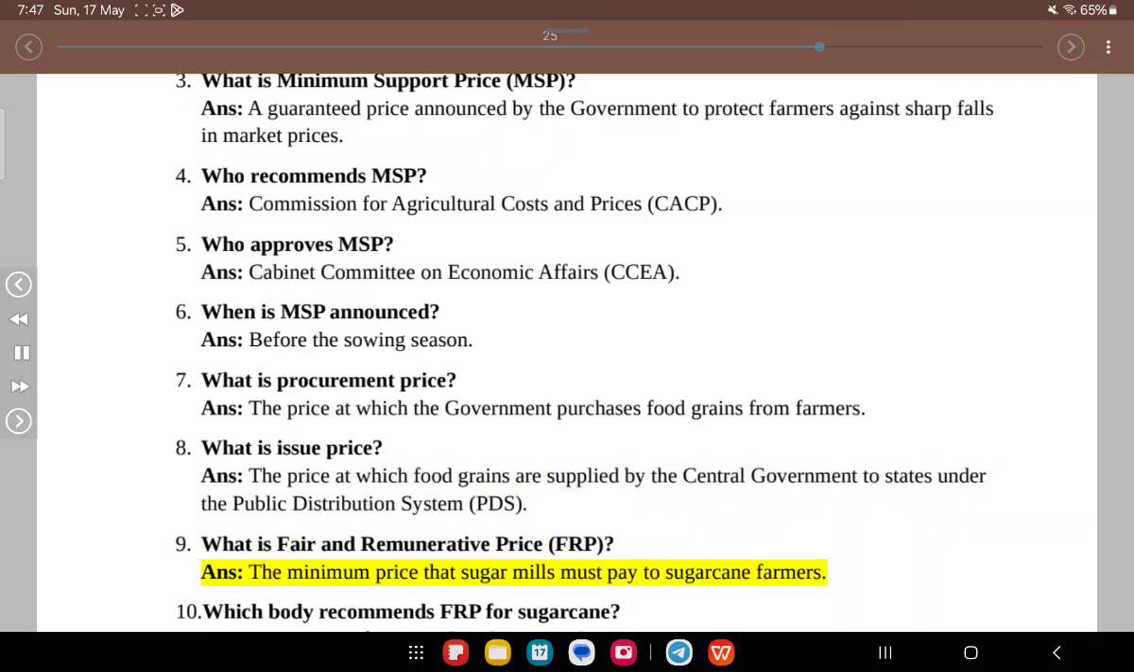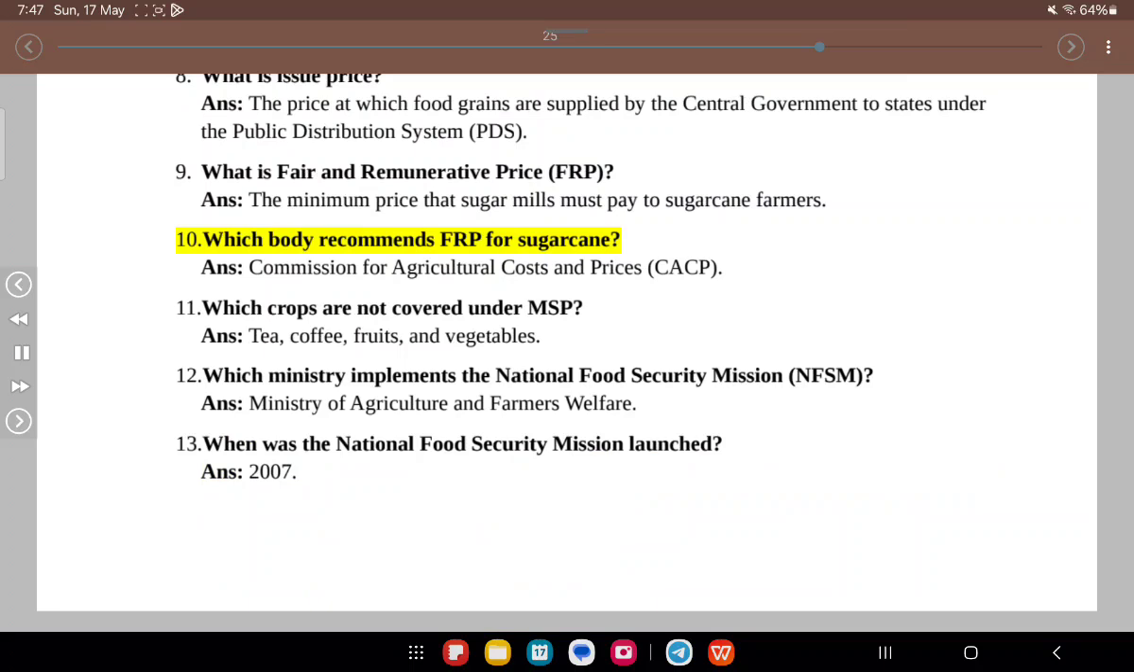9. What is fair and remunerative price FRP? Ans. The minimum price that sugar mills must pay to sugarcane farmers. 10. Which body recommends FRP for sugarcane? Ans. Commission for Agricultural Costs and Prices CACP. 11. Which crops are not covered under MSP? Ans. Tea, coffee, fruits, and vegetables.